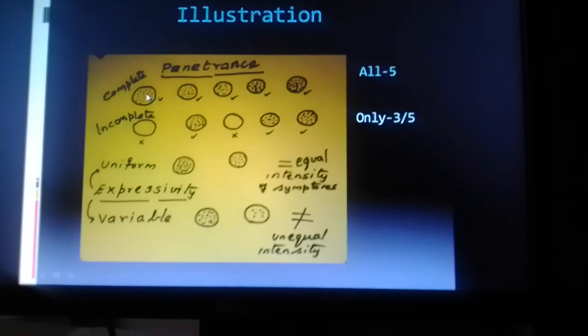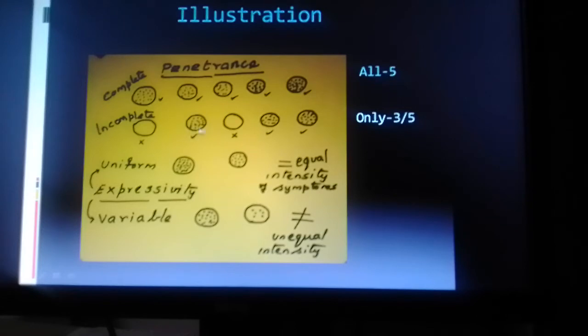So if a gene is able to express its trait, its characteristic, in every individual in which it is present, then it may be called a complete penetrance. Now in this case you see the same 5 individuals, you are sure that they possess the particular genotype, but only 3 individuals show the trait out of the genotype. Or in other words, this gene or genotype is able to express its characteristic only in 3 individuals out of the 5 individuals in which it is present.